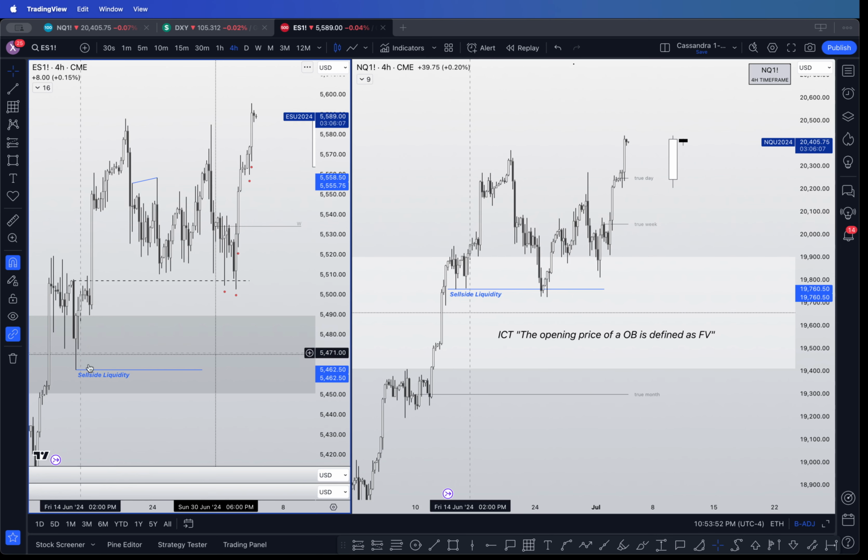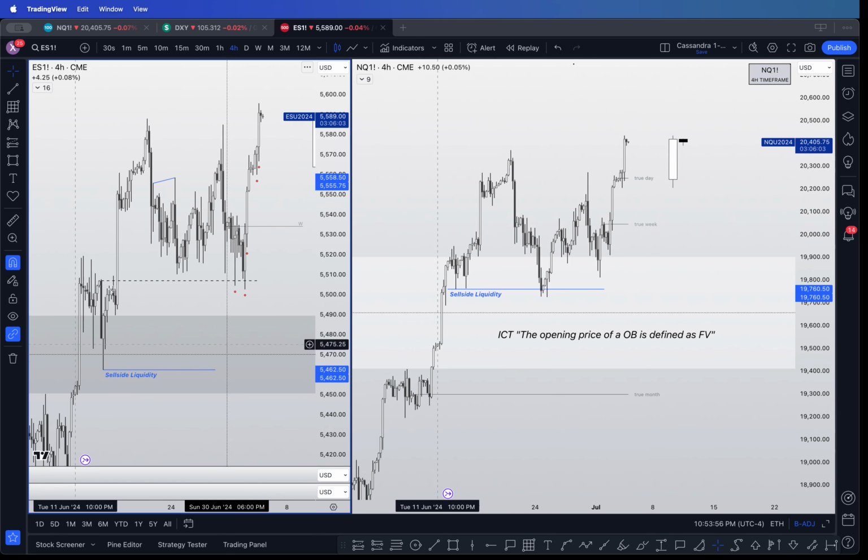We already know that, does the ES want to come below sell side here? Yes or no? Based on what we've seen in this price leg here, is it high or low resistance? Low resistance here. So we want SMT to form here. And where do we want SMT to form? At fair value.